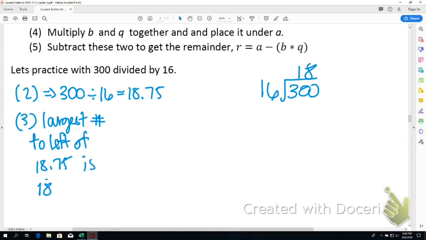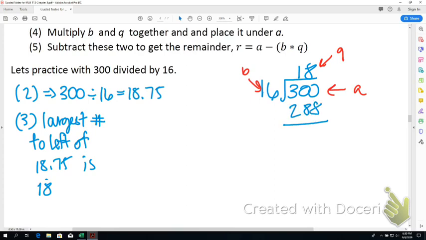Okay. So now it says take B. So remember, this is your B here. Right. This is your B. And remember, this is now your Q. So take B and Q and multiply them together. So if I do 16 times 18, I'll get what value? 16 times 18 with my calculator, 288. Right? So I put that under A. So remember, here's A. So I'm going to place that value, 288, under A.